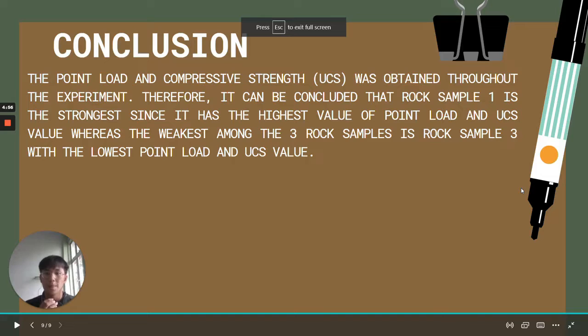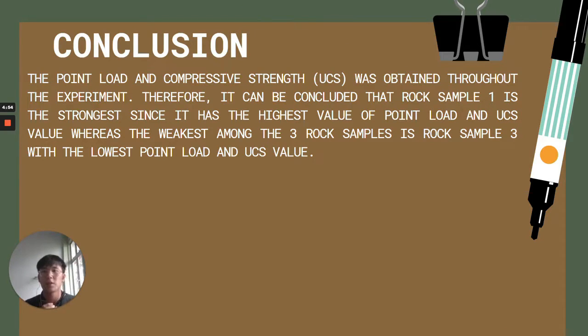Good morning, Doctor. My name is Tong Ren Hao, and today I'll be talking about the conclusion. The point load and compressive strength, also known as UCS, were obtained throughout the experiment. Therefore, it can be concluded that rock sample 1 is the strongest since it has the highest point load and UCS value, whereas the weakest among the 3 rock samples is rock sample 3, with the lowest point load and also the lowest UCS value. That's all from me. Thank you very much.